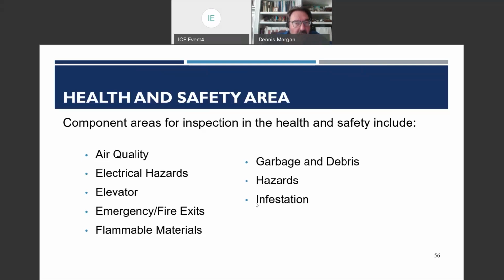Now, just so you're aware, NSPIRE is going to be changing some of these protocols in the future as well. But currently, you're still under UPCS protocol, and generally they use a standard of 1 live, 2 dead in terms of infestation as well.